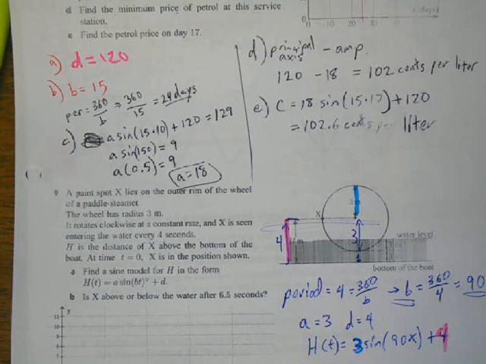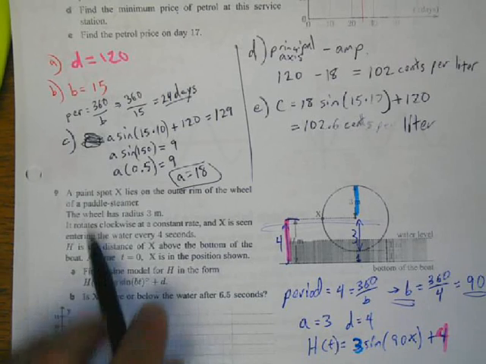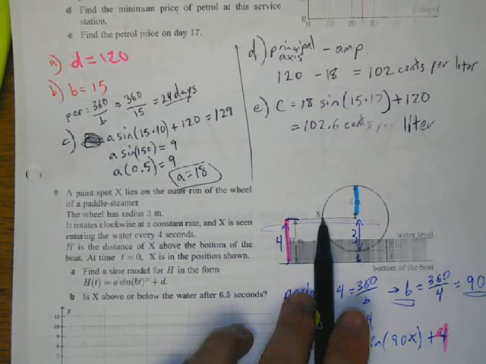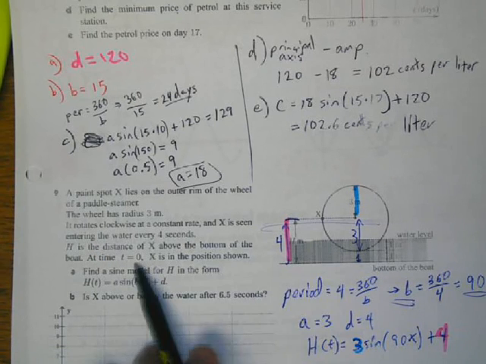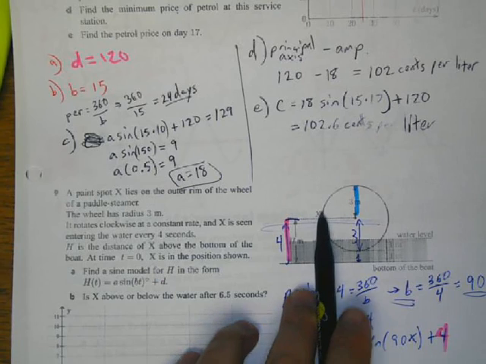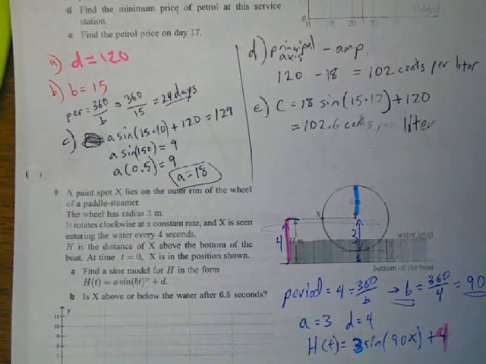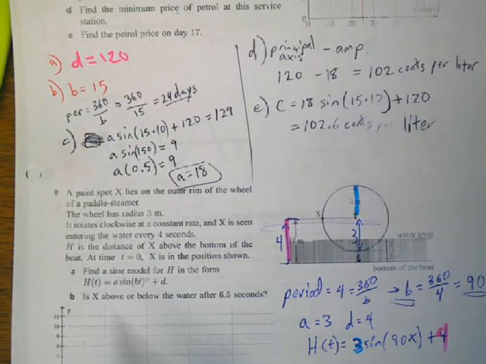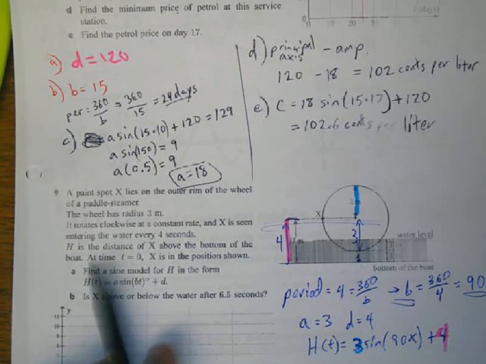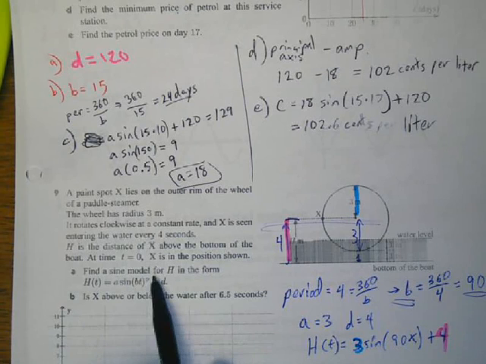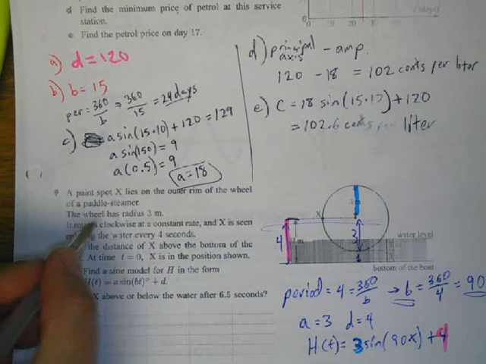Okay, so now we need to draw our wheel. It rotates clockwise. So at t equals 0, we're right here at x. And if it's rotating clockwise, it rotates clockwise at a constant rate every 4 seconds. H is the distance to the bottom of the boat. Okay, find the sine model. So if it's a sine model, we're going to start here at 4, and it's rotating clockwise, so it's going up.